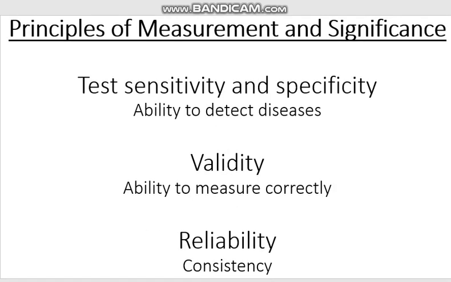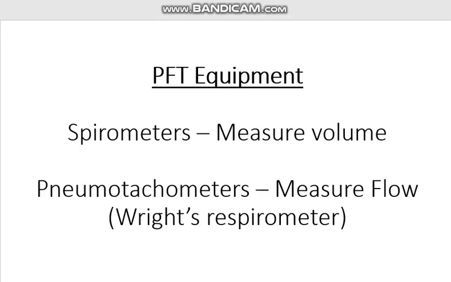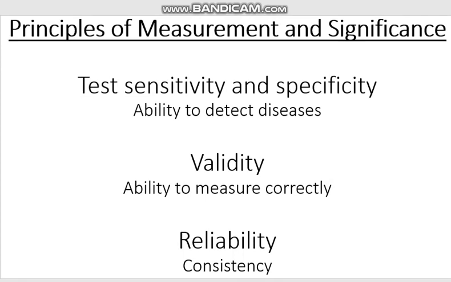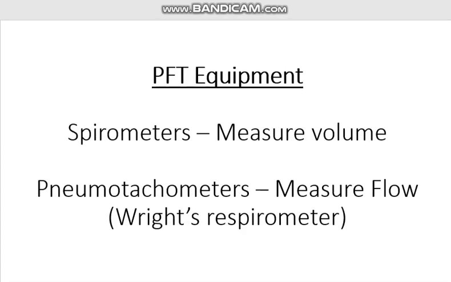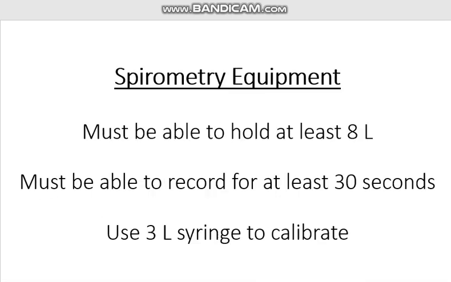The principles of measurement and significance when doing PFTs are test sensitivity and specificity, or its ability to detect diseases; validity, or its ability to measure correctly; and reliability, or its consistency. Some PFT equipment used is the spirometers, which measure volume, and pneumotachometers, which measure flow. The Wright's respirometer is the main pneumotachometer used.